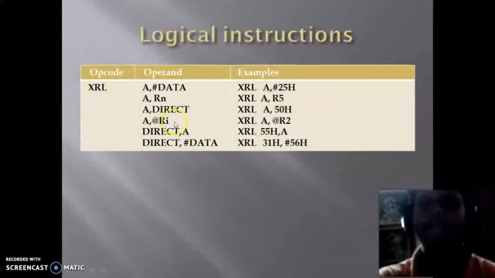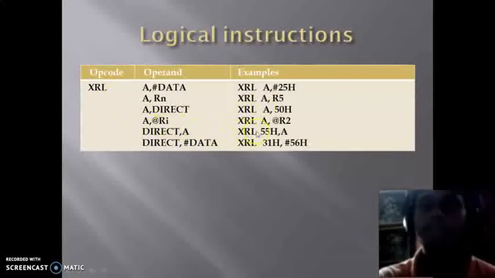Now XRL A comma direct. So in these operations, basically, the content of A and the content of 50H. So an example like XRL A, 50H. So here 50H is the RAM location, and the XOR operation is performed between the content of this 50H and the content of A, and the result will be stored in the accumulator, and we will get the effects on the flags also. Now next is the XRL A comma @Ri.